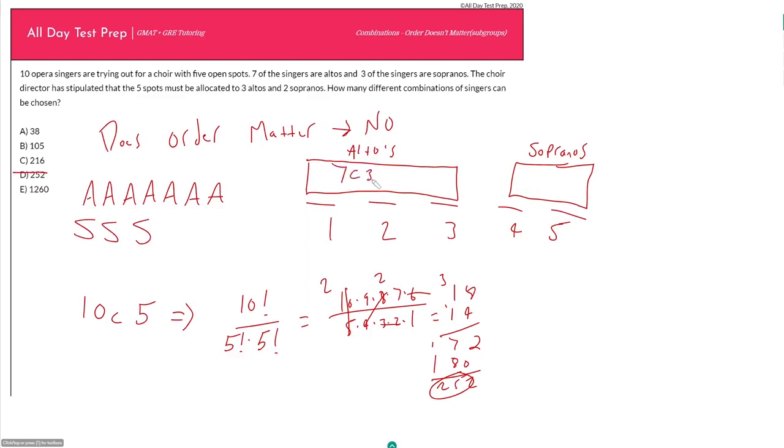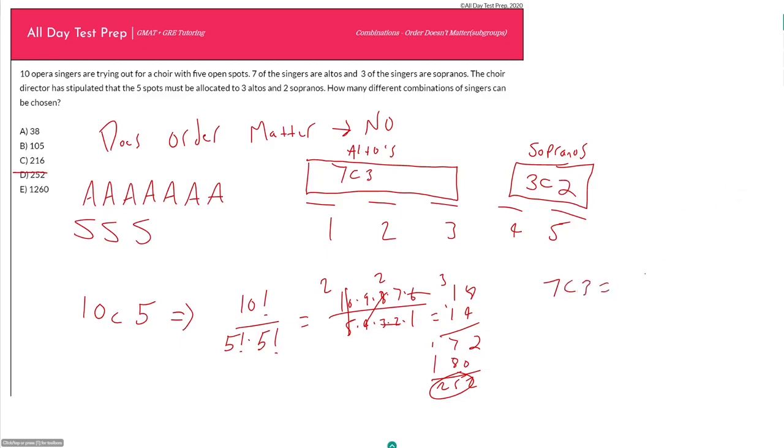Then for our sopranos, we got 3 sopranos and we are choosing 2 of them. So it's good to be a soprano because you get a higher probability of getting chosen. So if we calculate these individually, how many ways can I choose my alto?